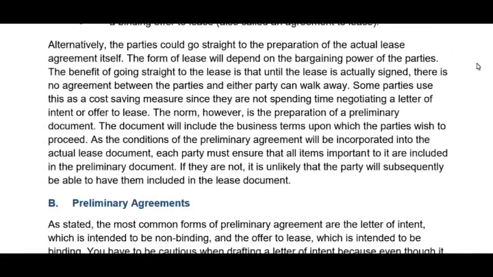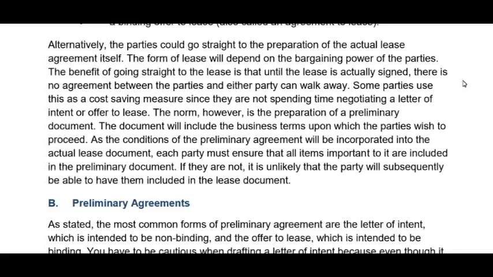Alternatively, the parties could go straight to the preparation of the actual lease agreement itself. The form of lease will depend on the bargaining power of the parties. The benefit of going straight to the lease is that until the lease is actually signed, there is no agreement between the parties and either party can walk away.